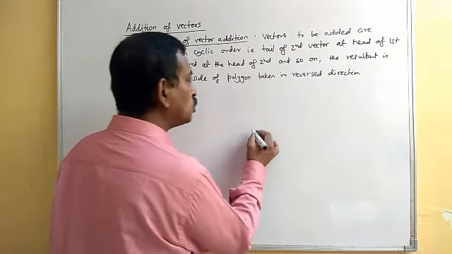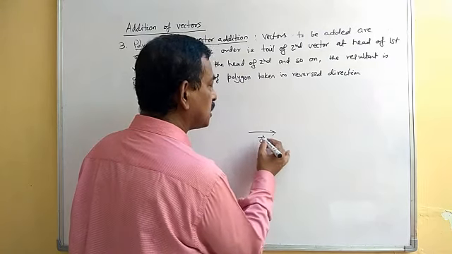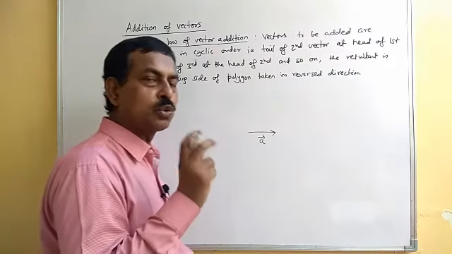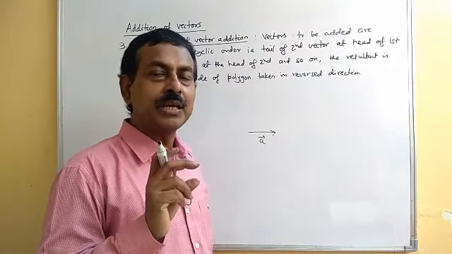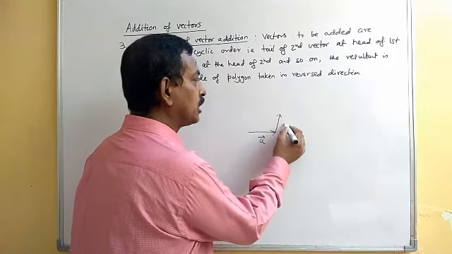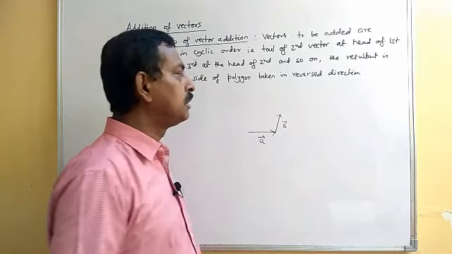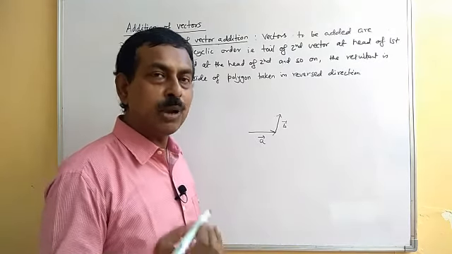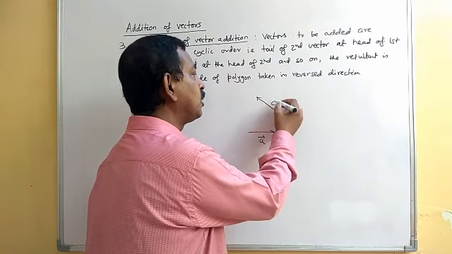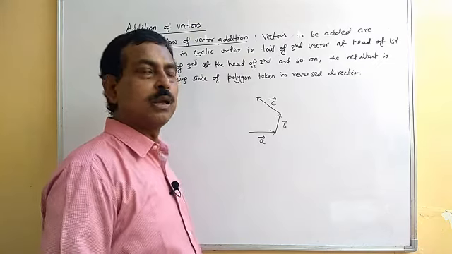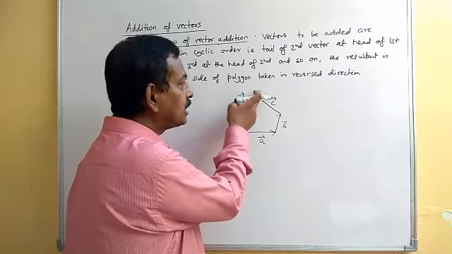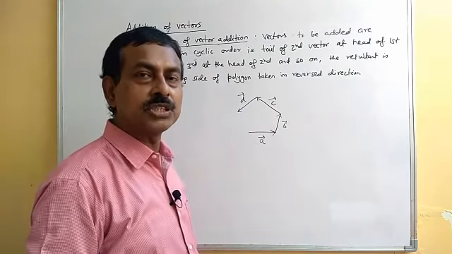Suppose you have the vector A. This is vector A. If you have to add vector B to this, vector B will be represented in such a way that the tail of B is at the head of the first vector A. So this is your vector B. Its tail is at the head of vector A. Then you have the vector C. We put vector C so that its tail is at the head of vector B. You have another vector, suppose D. This is the vector D. Its tail is at the head of the third vector C.